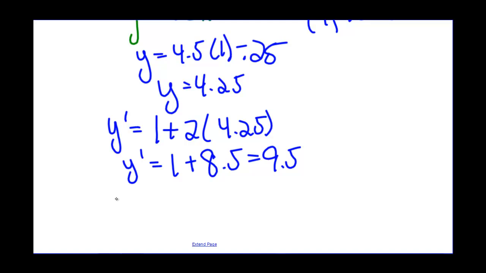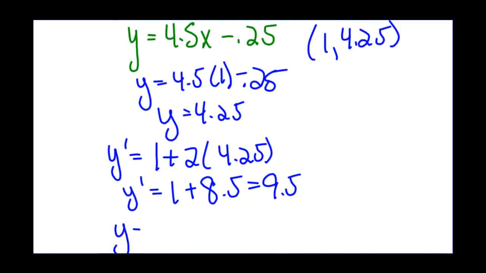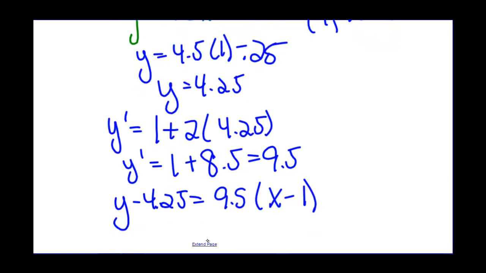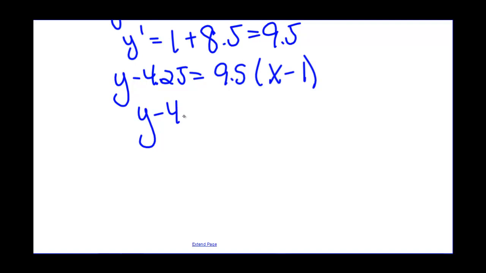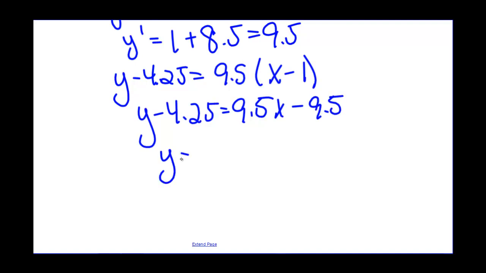Then we have y minus y1, which is 4.25, equals the slope, 9.5, times x minus x1, which is 1. So y minus 4.25 equals 9.5x minus 9.5. So y equals 9.5x minus 5.25. And that's our new linear approximation, our new equation of our line.